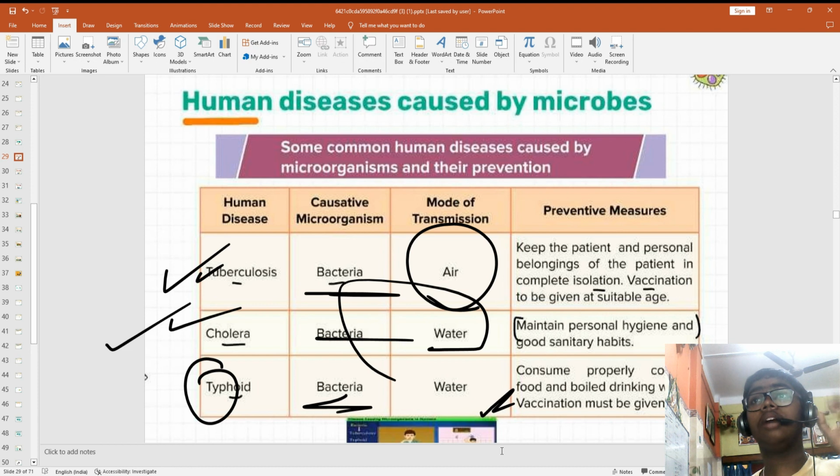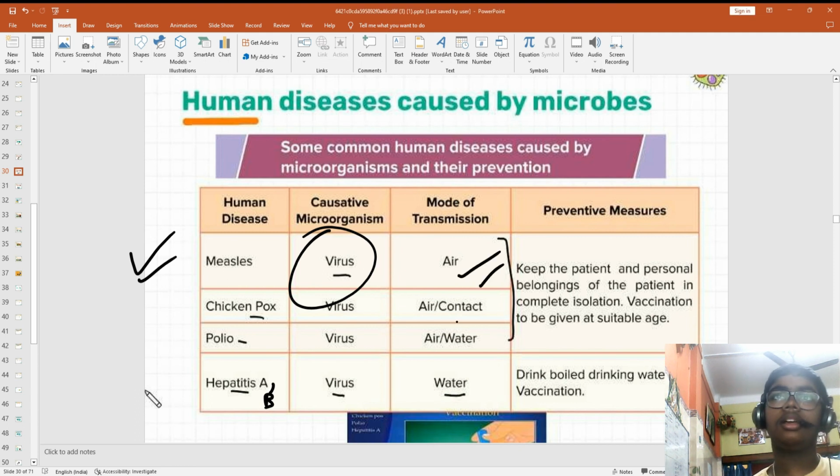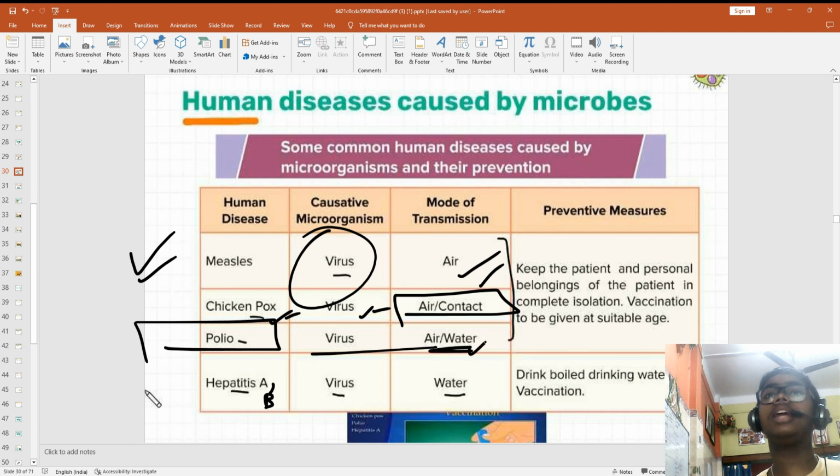Typhoid is caused by bacteria, transmitted through water. Consume warm food. Okay. Do gargle with boiled water. Okay. And vaccination is a must. Measles is hepatitis A and B both. Okay, this will be okay. Now, measles is caused by a virus and it's transmitted through air. Okay, chickenpox virus is transmitted by air or contact. I have told you physical contact previously only. Polio is transferred through air or water.